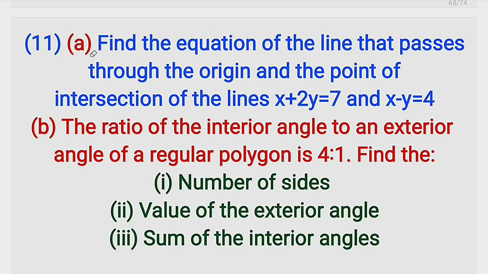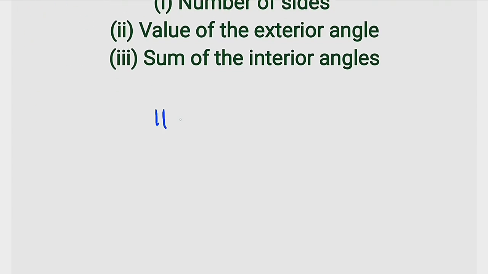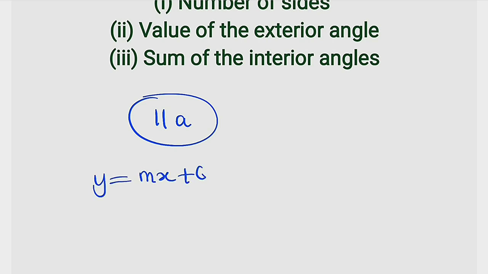Question number 11A reads, find the equation of the line that passes through the origin, that's 1 point, and also passes through the point of intersection between these two lines, x plus 2y equals 7 and x minus y equals 4. So let's solve this first problem before we come back to 11B. The equation of the line is y equals mx plus c, which is the equation of the line in slope-intercept form. First of all, you should know that this line passes through the origin, so we have one point, which is (0, 0).